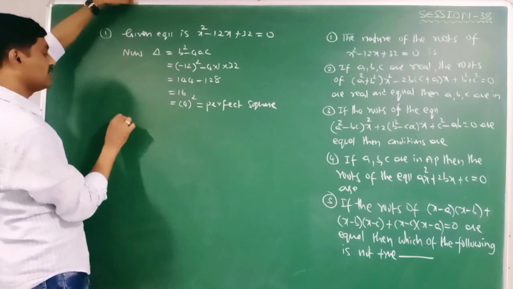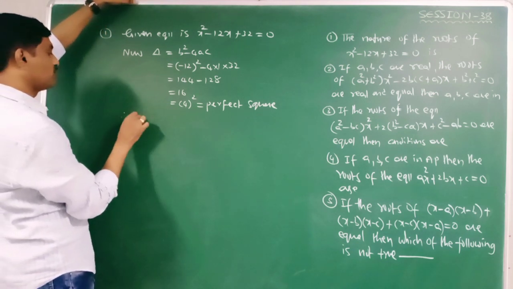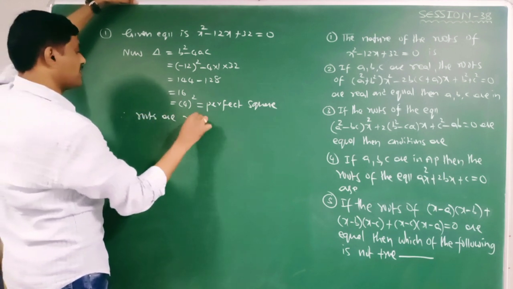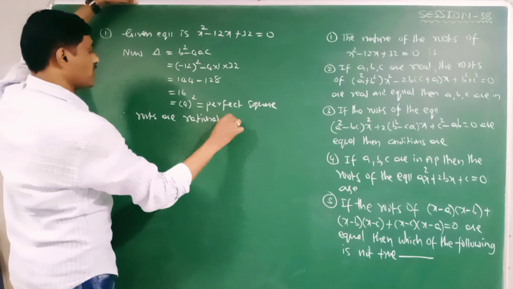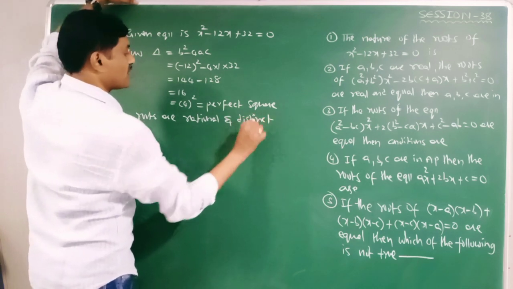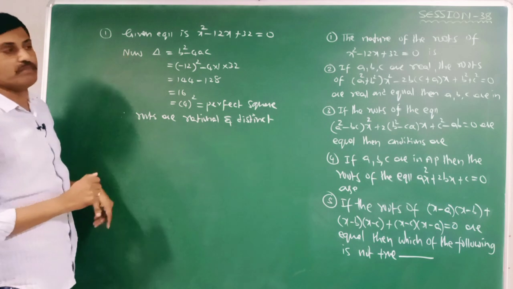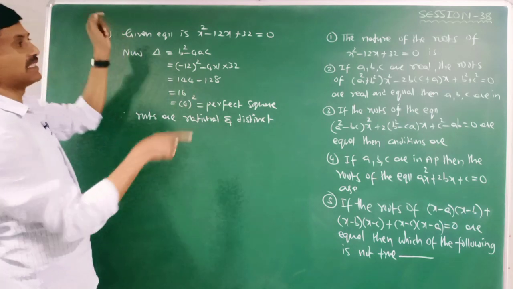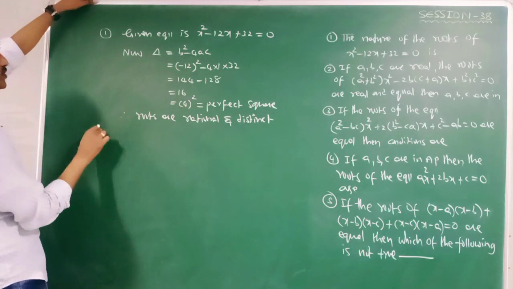in this case what are the roots? Roots are rational. Roots are rational and distinct, means not equal. This is the nature of the roots. Therefore the roots are rational and distinct, and that is the first question.